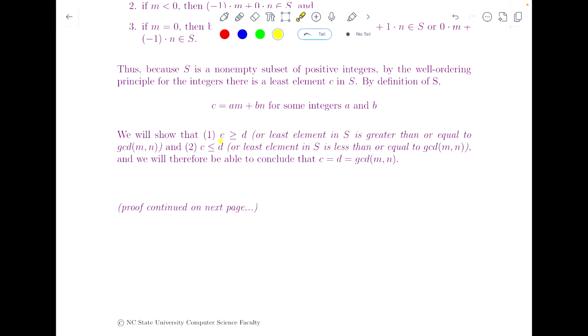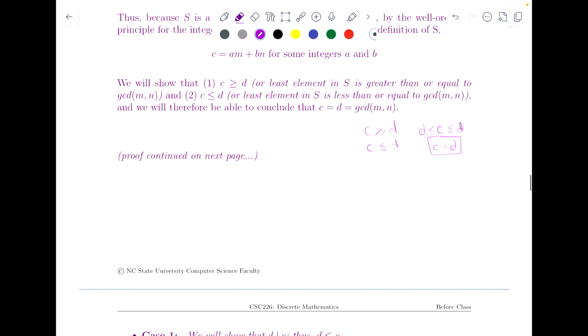Now, 1 and 2, these are the two things I'm going to have to prove: c is greater than or equal to d, and c is less than or equal to d. And so looking at that, when I have c greater than or equal to d and c less than or equal to d, it means c must be equal to d. And that's going to be the conclusion that we're going to make.